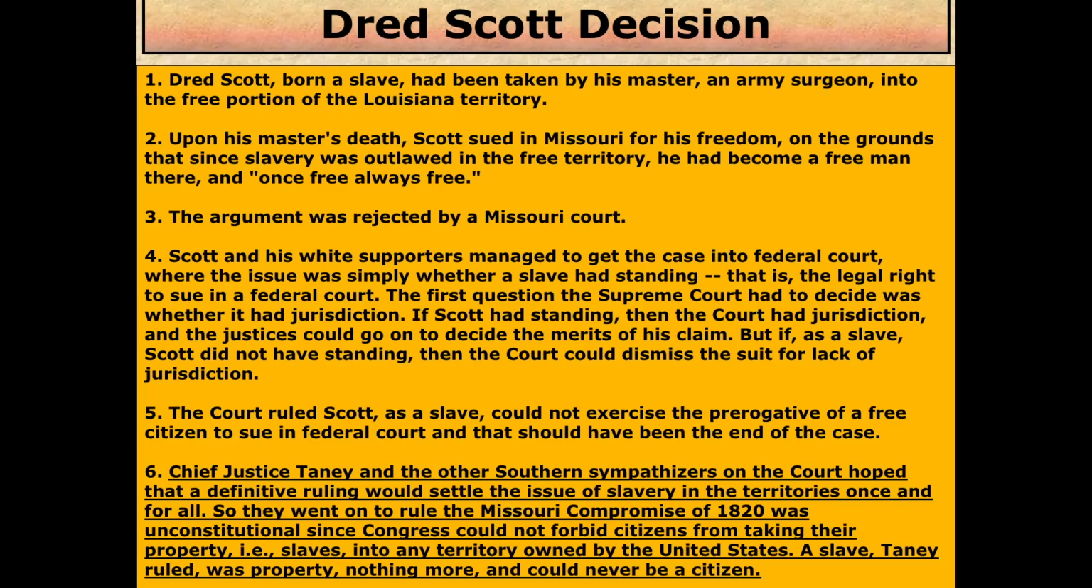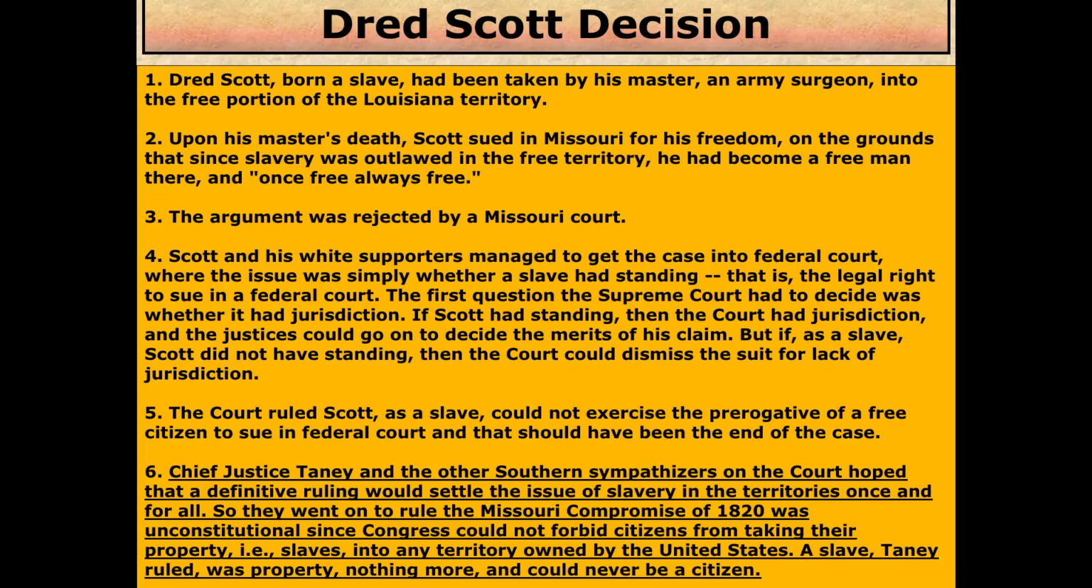The court is going to rule that since Dred Scott is a slave, he doesn't have the rights of free citizens to sue in federal court. Therefore, his case has been dismissed. Meaning, bro, you're a slave. You don't got no rights here. Case dismissed. You're not a person under the law. They just straight up told him that. Wow.